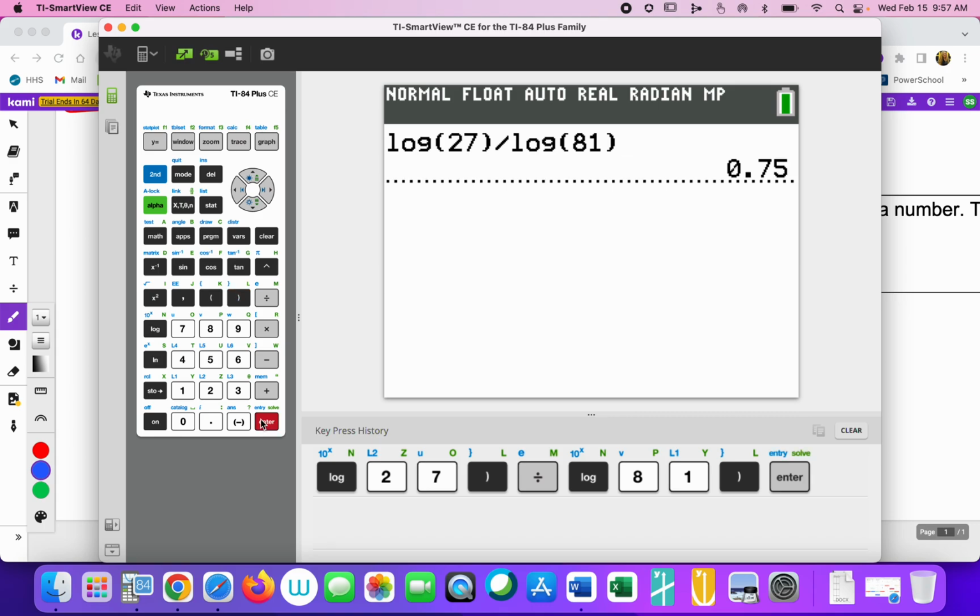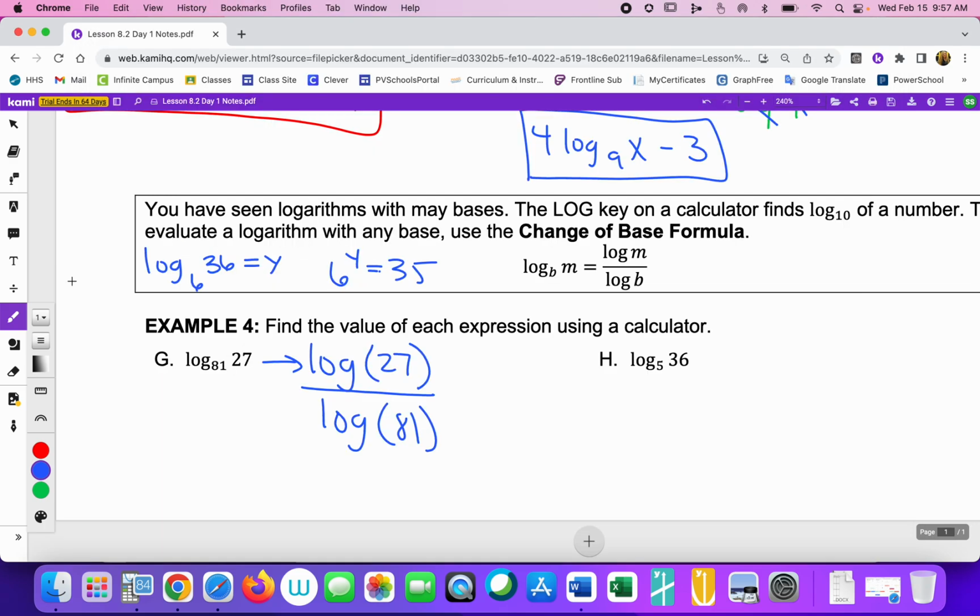Now that's a fairly nice decimal. What is that as a fraction if we have it right? 3/4. What that means is 27 and 81 can be written as the same base. They can both be base 3s. So we could have figured this one out by hand, but the calculator would give you the same. Okay. So this would be 0.75 or 3/4, whichever way you want to write it. But that's because we could have changed these both to a base 3 to make them match.